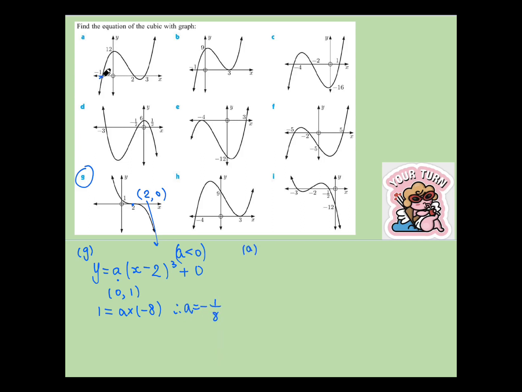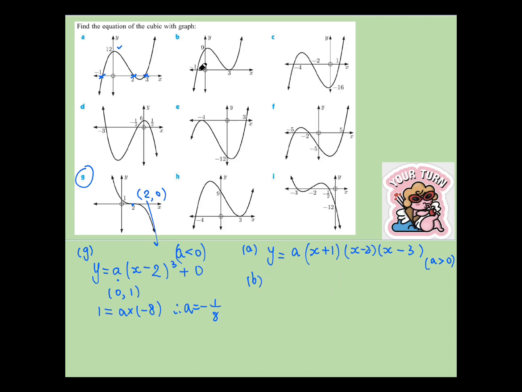Question A, the graph is climbing up a hill. The main trend is up, and there are 3 x-intercepts. Therefore, we use the factorized form, and a is positive. Then the linear factors will be x plus 1, x minus 2, x minus 3. And a is positive. In order to determine the value of a, just use the y-intercept. So the remaining part is left to you.